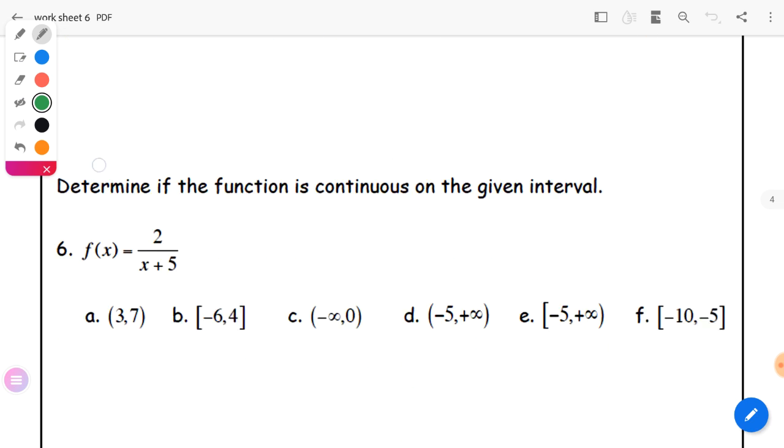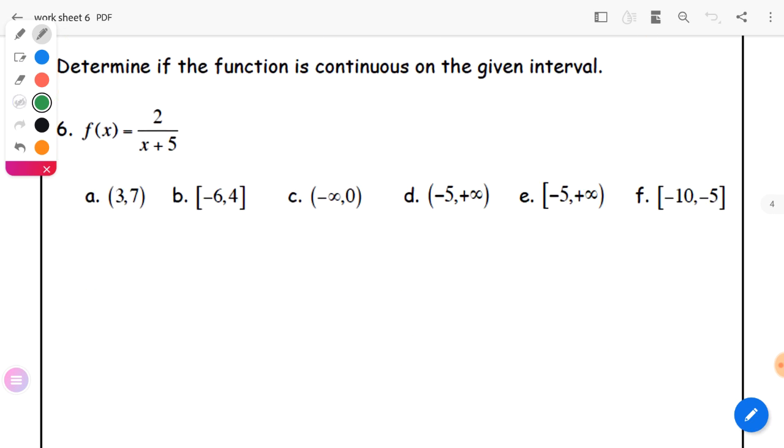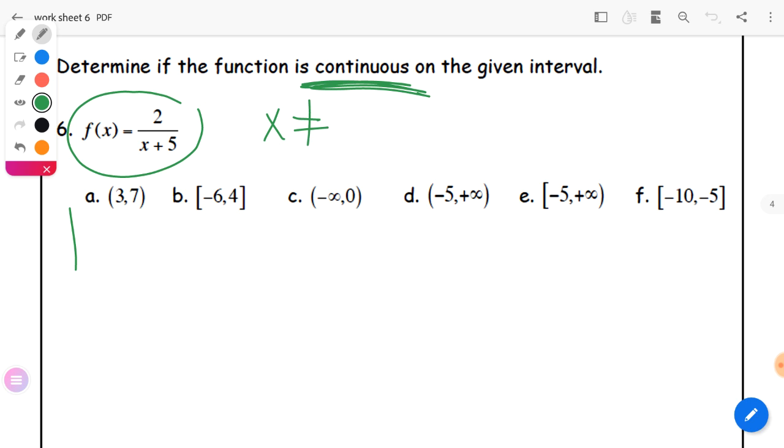Here for this one, look here. Determine if the function is continuous on the given interval. Here I give you several intervals, as you see, and I'd like to discuss on which one this function is continuous. To discuss the continuity, I have to find the domain. What is the domain of this function? x is not equal to the zeros of the denominator. The denominator equals 0 if x equals negative 5.